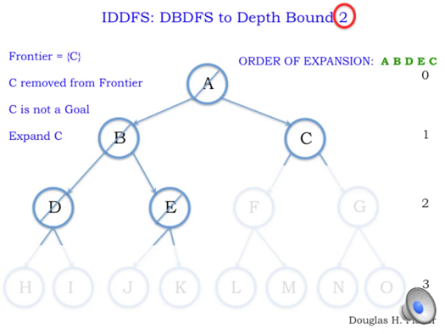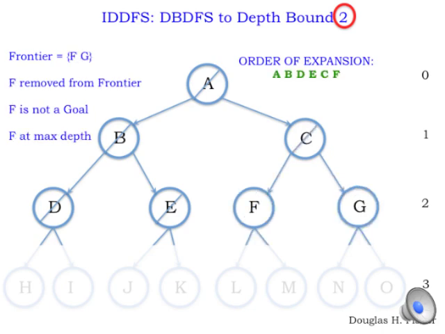C is removed from the frontier. C is not a goal. We expand C. It's not at the maximum depth bound. It's at depth 1, and we're searching to depth 2. We place F and G, its children, onto the frontier. F is removed from the frontier. F is not a goal, but F is at the maximum depth bound of 2, and so we don't expand it further. Only G remains on the frontier.